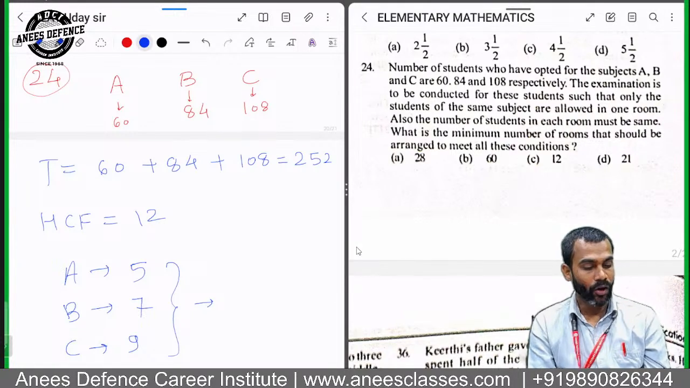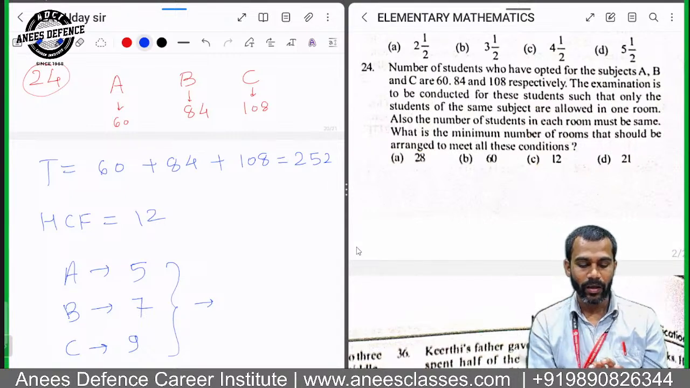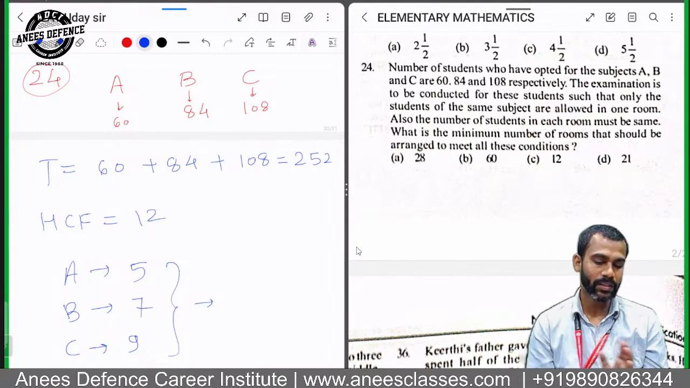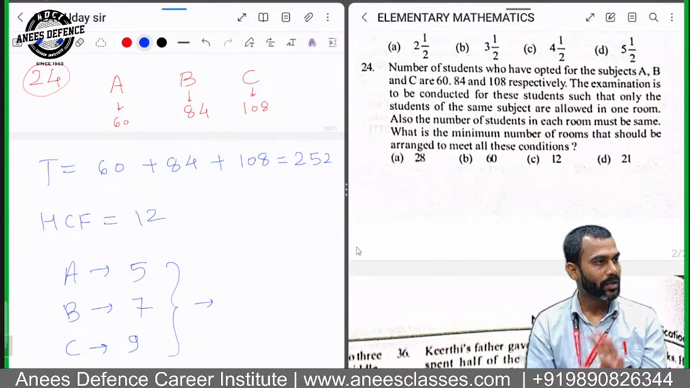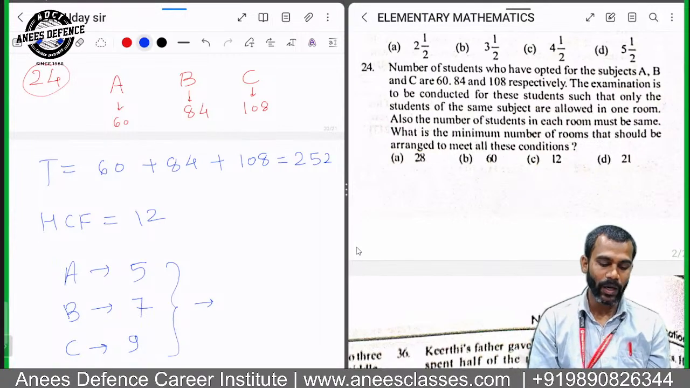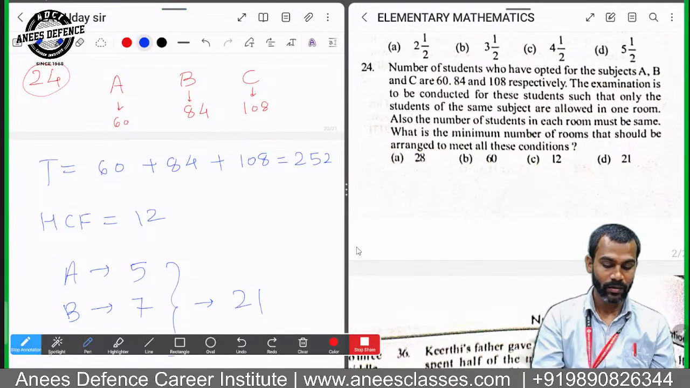So that is 12. Now we have to divide each group equally, which is 12 students. So 12 into 5. For A subject, we need how many rooms? 5. For B subject, how many? 7. For C subject, how many? 9. So 5 plus 7 is 12, 12 plus 9 is 21. So the answer is 21.